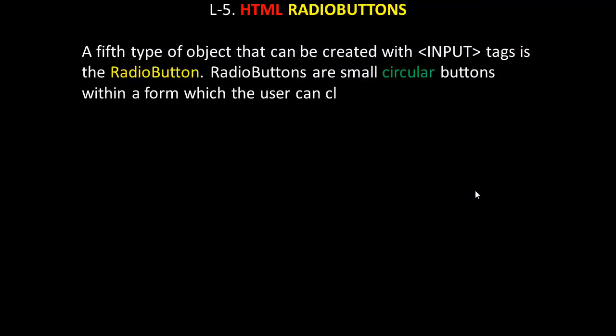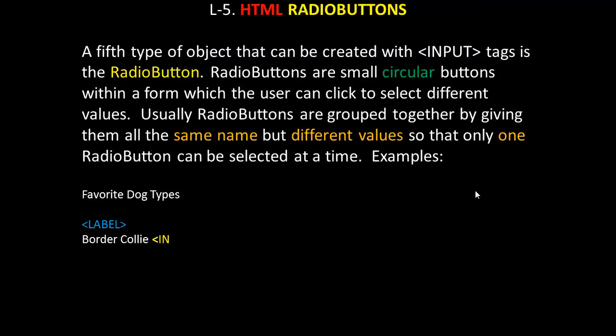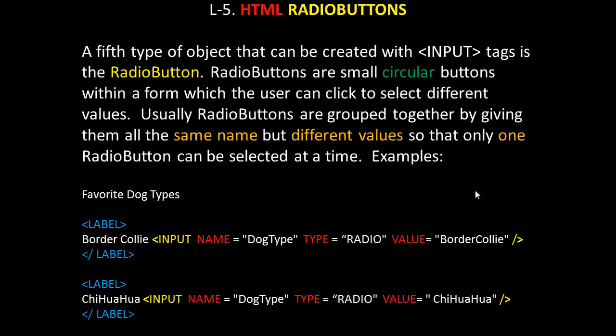A fifth type of object that can be created with input tags is the radio button. Radio buttons are small circular buttons within a form which the user can click to select different values. Usually, radio buttons are grouped together by giving them all the same name but different values, so that only one radio button can be selected at a time. Like in those old-fashioned cars where they had the radios with 5 buttons, and mechanically when you pressed one, all the other ones would pop out. That's sort of the idea behind a radio button, see?